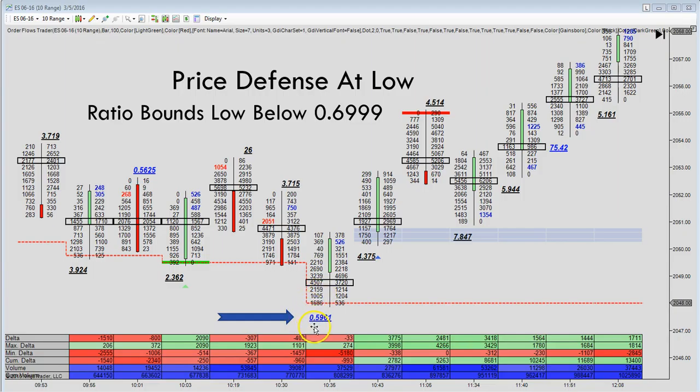So you see here a ratio of 0.5961. It's right on the low. That's what you want to see. You notice you have these other lows here. These are just average numbers. They're not blue. They're just your black numbers. So it's telling you the ratios are just average numbers.